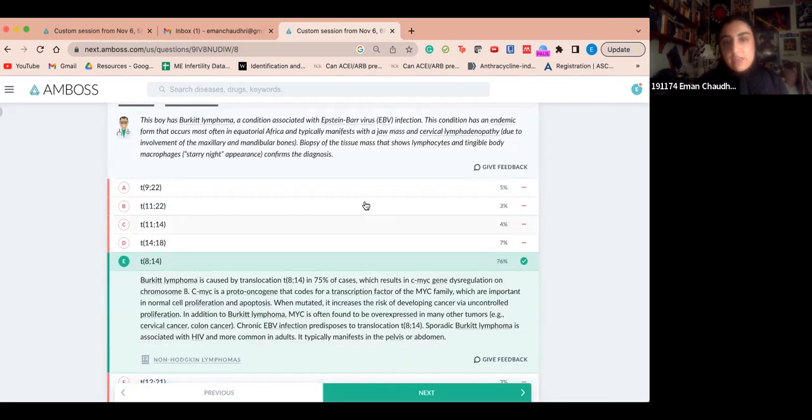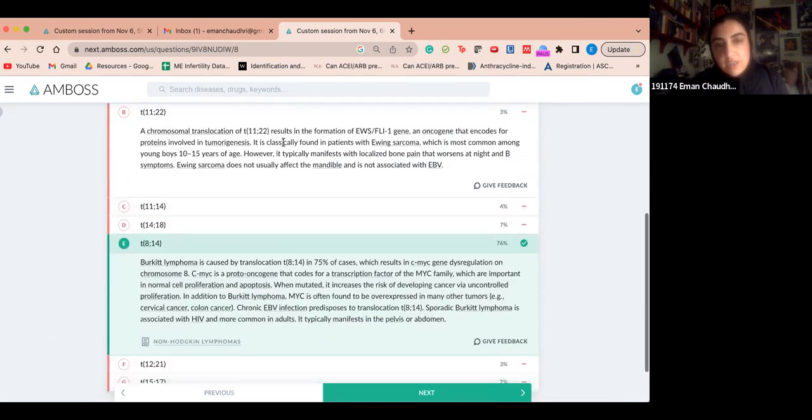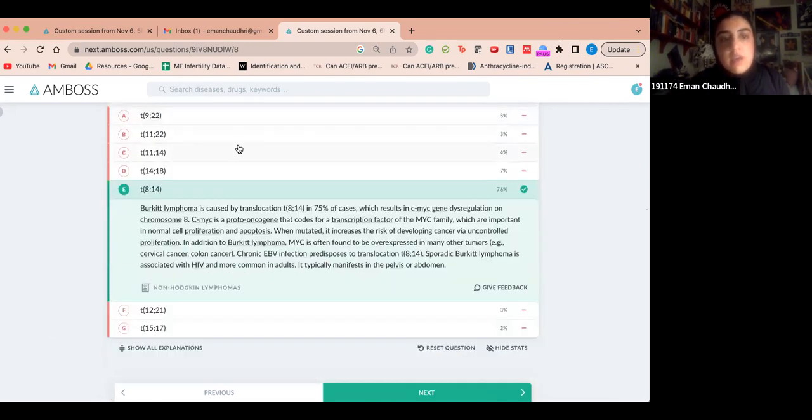8;14. Okay, now 9;22, quickly, what is that? Let's go through the options. Good, CML. 11;22. I know you guys didn't take it. I just wanted to see if anyone knew it. It's Ewing sarcoma. You guys are going to learn this in MSI, okay? 11;14. Mantle, good. 14;18. Follicular, perfect. 12;21.